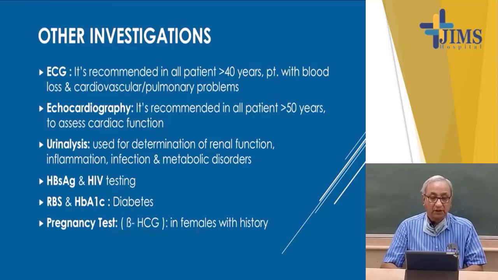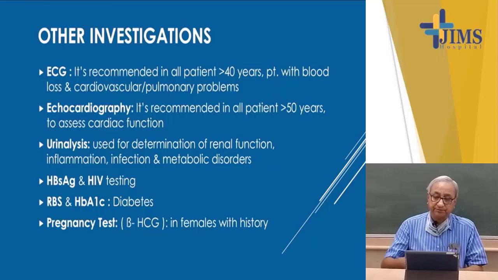RBS, that is random blood sugar, and HbA1c, that is glycosylated hemoglobin, are done to check on the diabetic condition. If the patient gives a history of a missed period in the reproductive age group, a pregnancy test should be done.